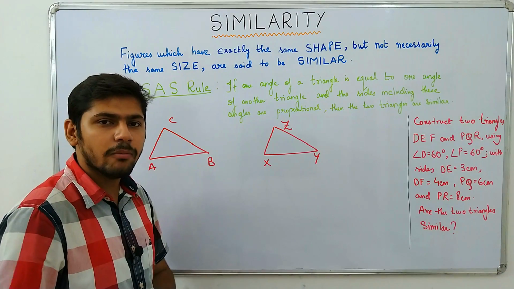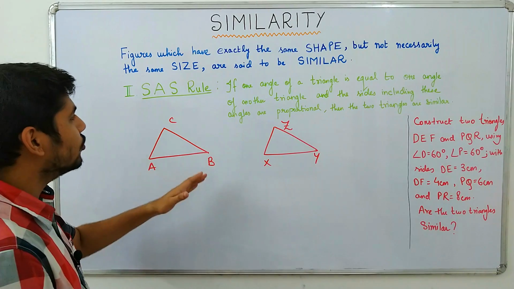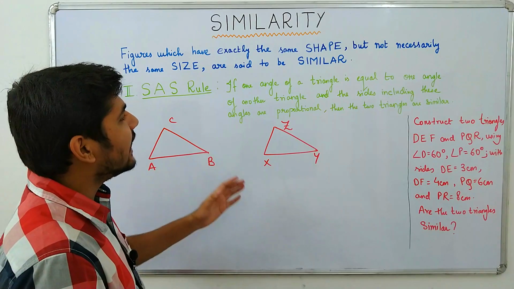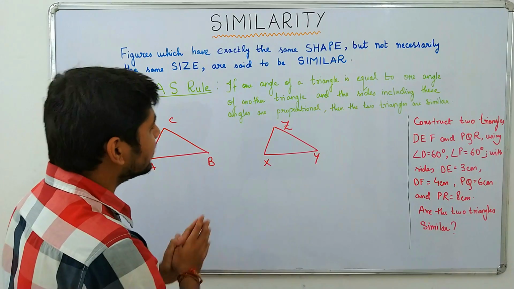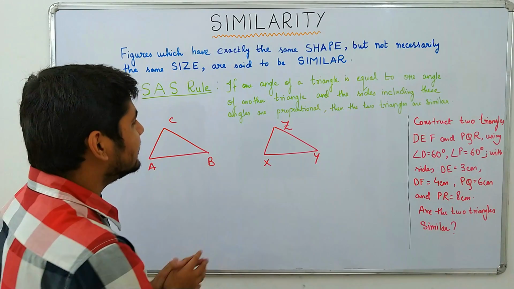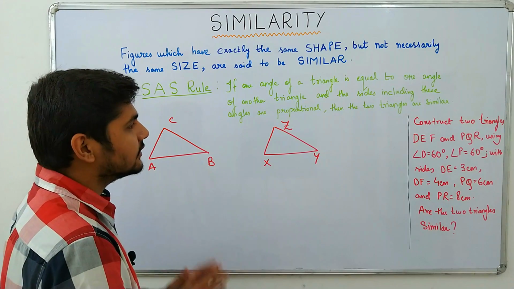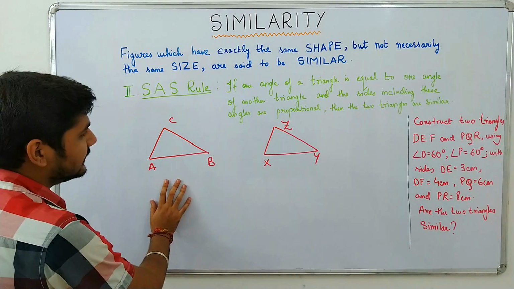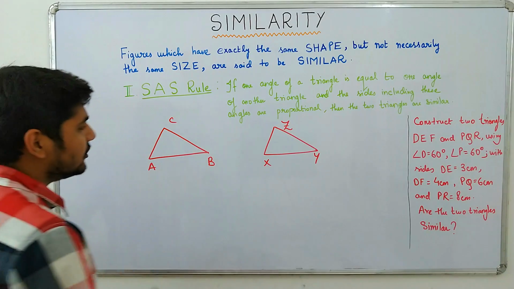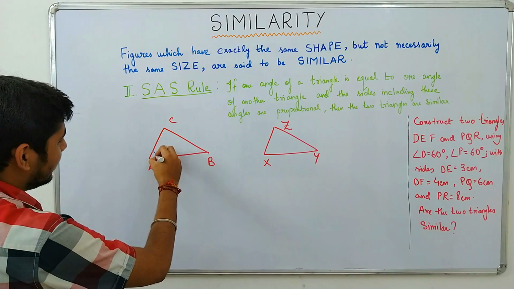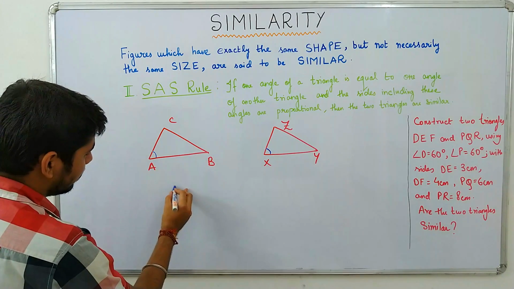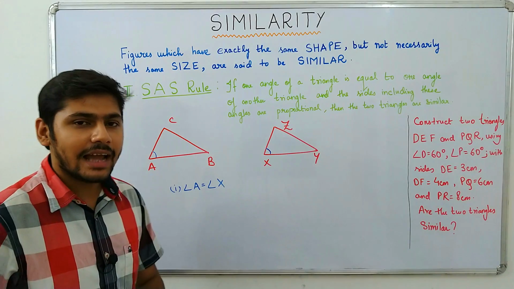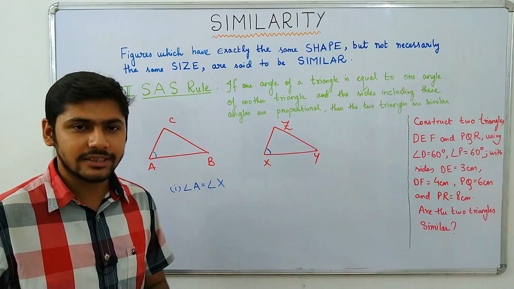Moving on to the second axiom, which is the SAS rule, that means the side angle side rule. It states that if one angle of a triangle is equal to one angle of another triangle and the sides including these angles are proportional, then the two triangles are similar. What does this mean? Imagine you have two triangles, triangle ABC and triangle XYZ. In these two triangles, say angle A is equal to angle X, number 1, and the sides containing these angles are proportional to each other.